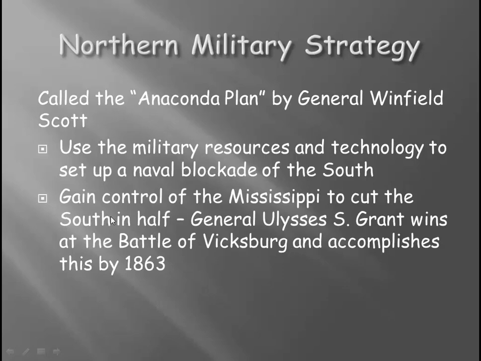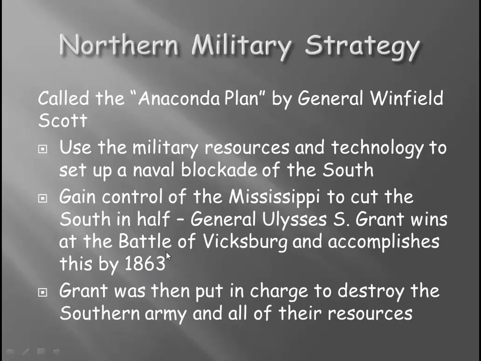Second point is to gain full control of the Mississippi River. Cut the South in half. Ulysses S. Grant actually accomplishes this in the Battle of Vicksburg early on in 1863. So the North controlled the Mississippi River. Right? Grant was then put in charge to destroy the Southern Army and all of their resources.